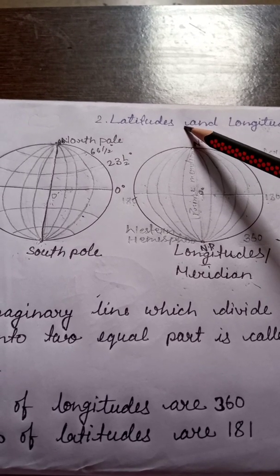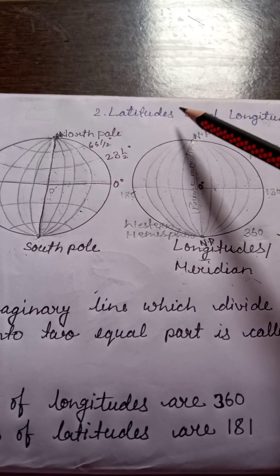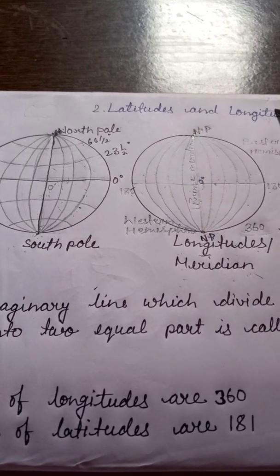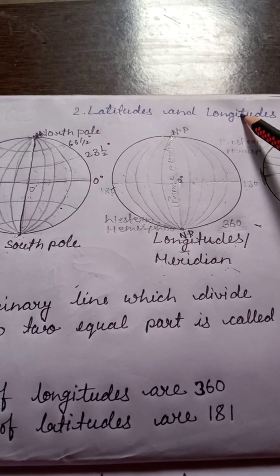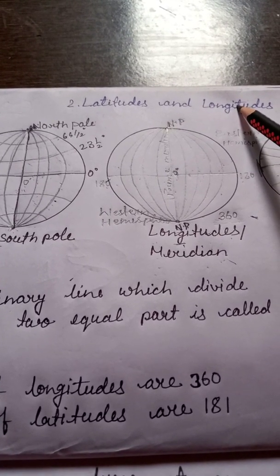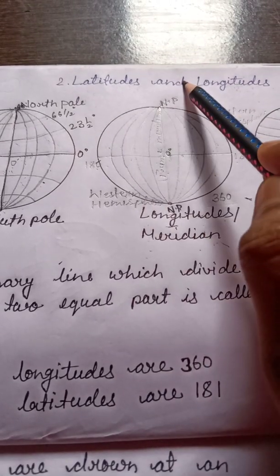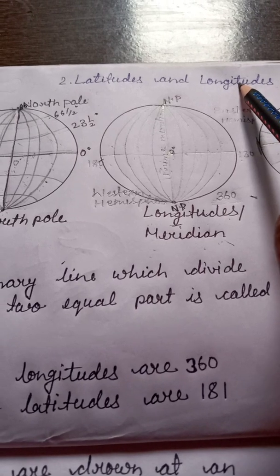Today we will start our second chapter, latitudes and longitudes. Children, first tell me what are latitudes and longitudes. Children, latitudes and longitudes are the imaginary lines of the earth, right? Latitudes and longitudes are the imaginary lines of the earth.